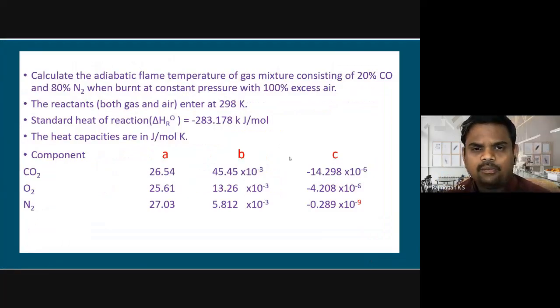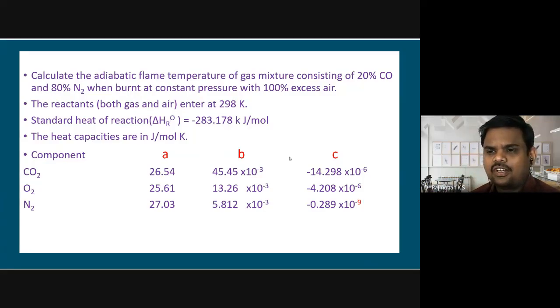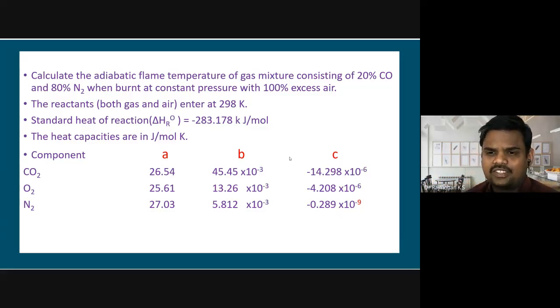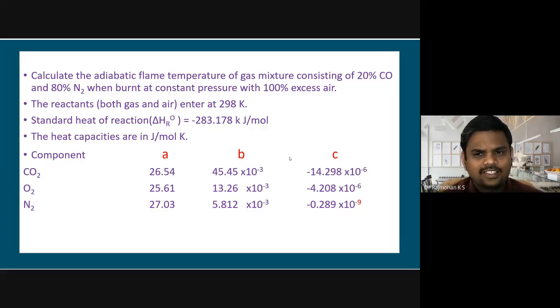So take down this problem. Please go through what is given. Calculate the adiabatic flame temperature of a gas mixture consisting of 20% carbon monoxide and 80% nitrogen when burnt at constant pressure with 100% excess air. So in this case, the excess air percentage is given. We have to determine the adiabatic flame temperature. The reactants, both gas and air, are entering at a temperature of 298 Kelvin.